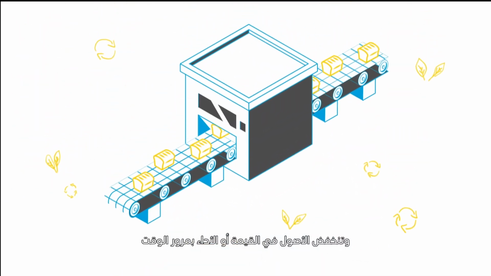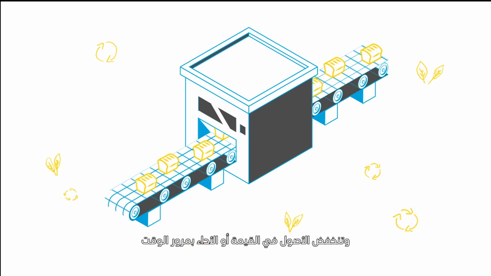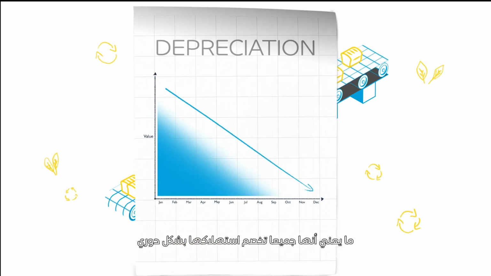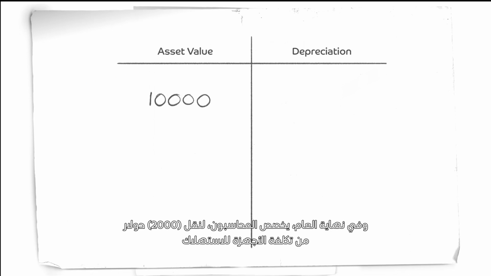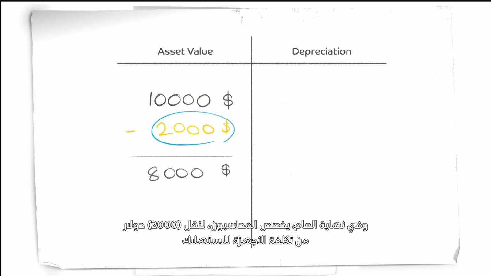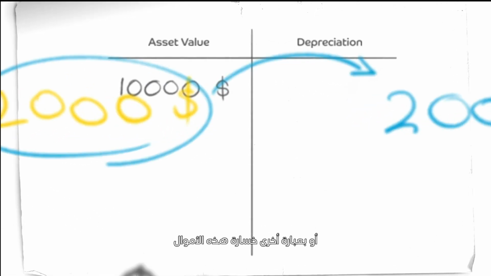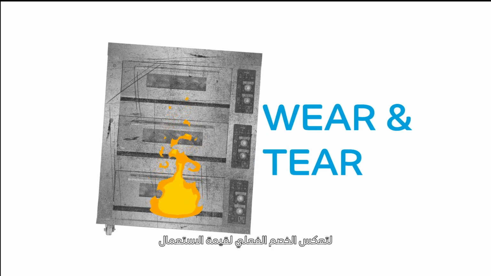The assets decrease in value or performance with time, which means that they will deduct its depreciation periodically. At the end of the year, the accountants will allocate, let's say, $2,000 from the appliance's cost as depreciation, in other words, money lost, to reflect the actual reduction of its value due to wear and tear.